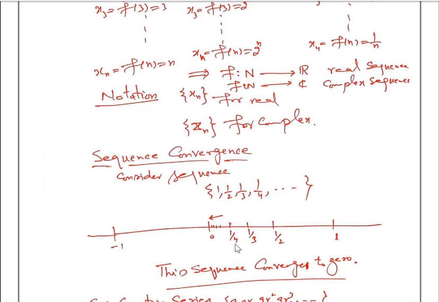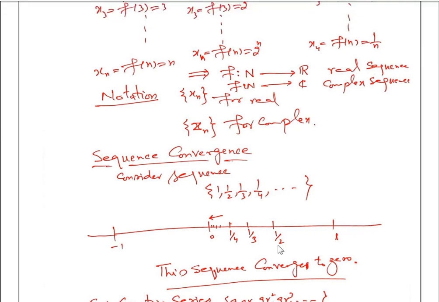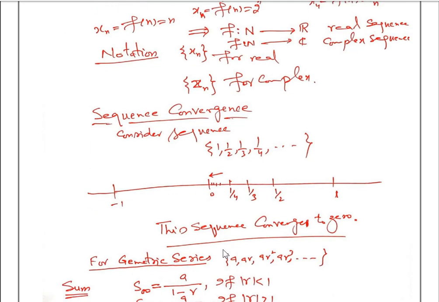That means, note that x1 is 1, x2 is 1/2, x3 is 1/3, x4 is 1/4. After the 4th term, the distance between every two points of the sequence is less than 1/4. We say that this sequence converges to a number, called 0 here. After a certain number of points, the sequence terms are close to each other, and we say the sequence converges.